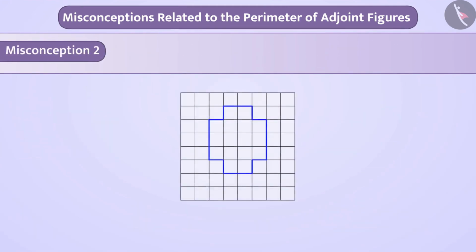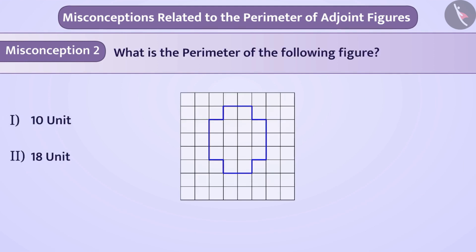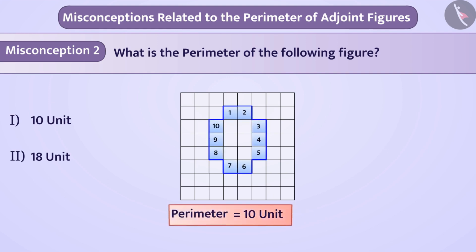Misconception 2. What is the perimeter of the following figure? This figure is drawn on square paper. While calculating the perimeter, students often count the squares along the sides of the figure. This gives the result as 10 units. So, they answer option 1, which is a misconception.